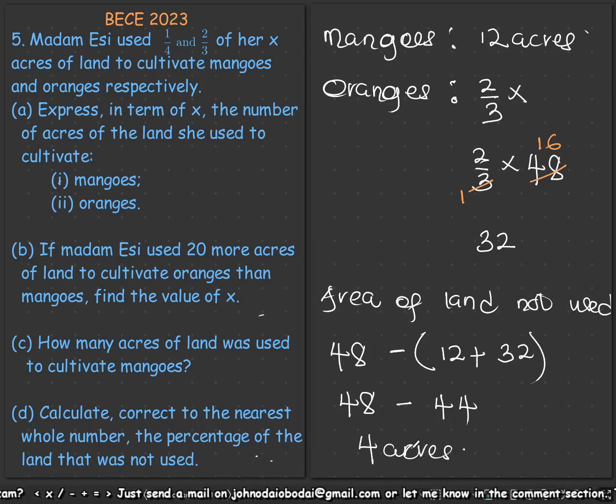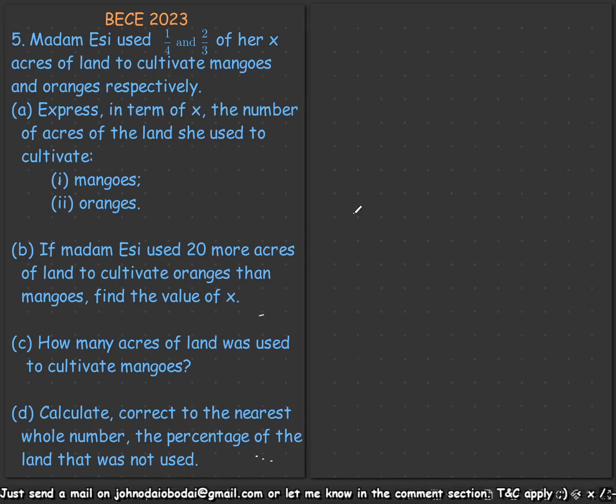So what this means is that even though Madam AC planted mangoes and then oranges on the piece of land, there was still an area of 4 acres that was left untouched. Now we want that as a percentage of the total land, you see. So how do we go about that?